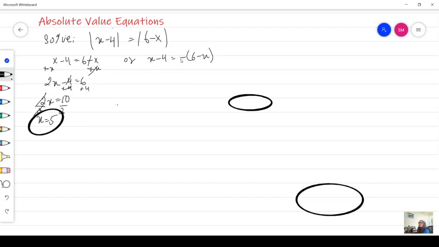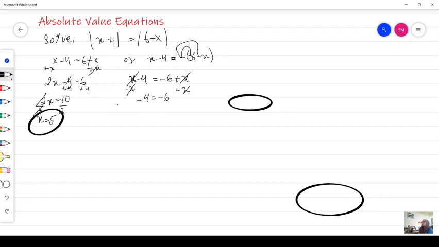I have to distribute. Remember, for an equation, we clear the fractions by multiplying by the least common denominator, and we clear the parentheses by using the distributive property. The signs always multiply with signs. So x minus 4 equals negative 6 plus x, because negative times positive is negative, negative times negative is positive. Now subtract x from both sides, they cancel. Then I have negative 4 equals negative 6.